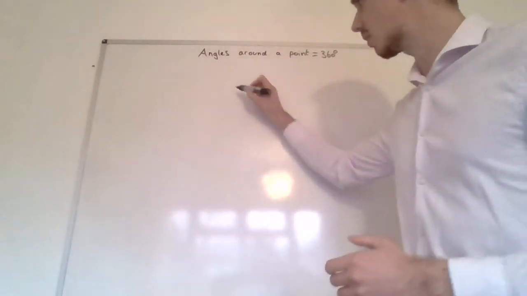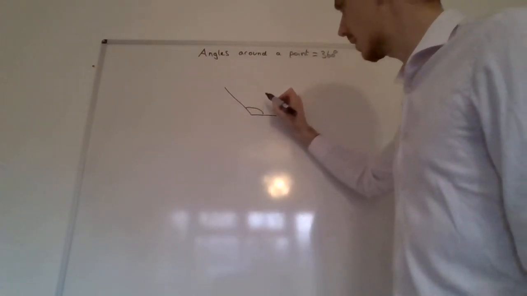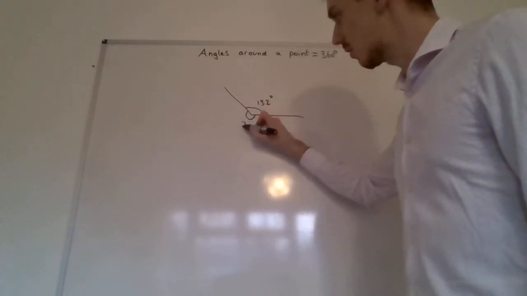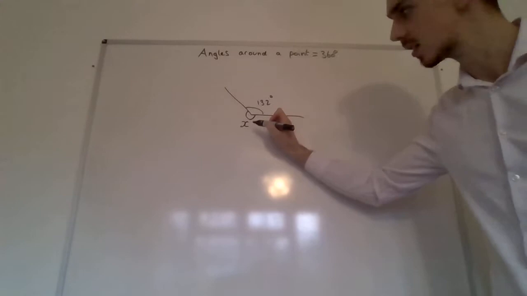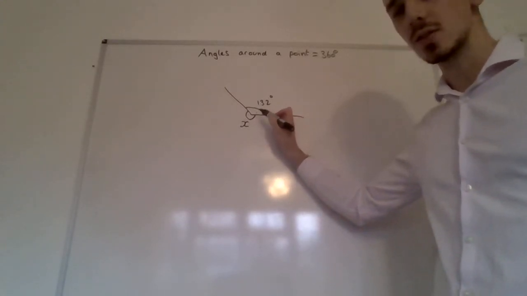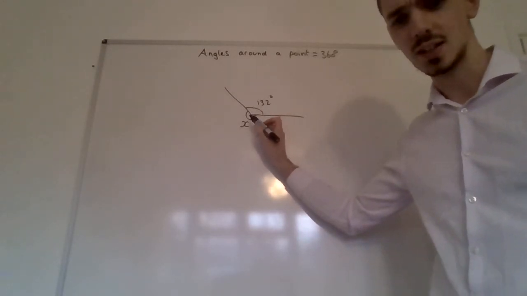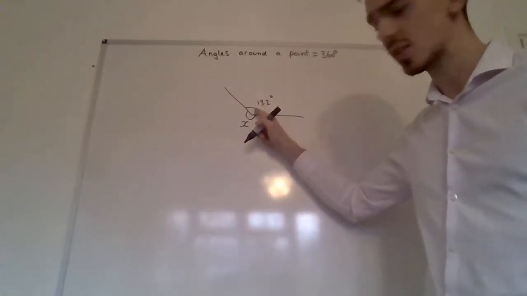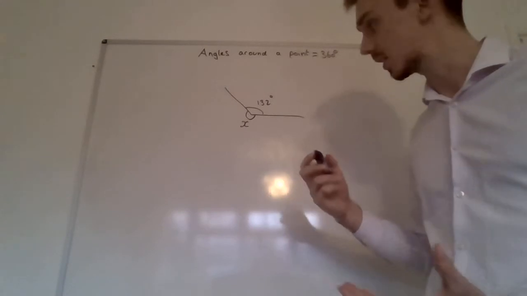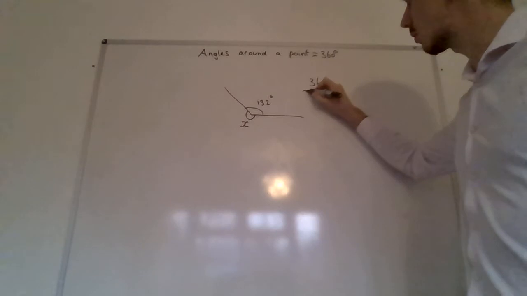So you might have a question that looks a bit like this. We've got this angle here, it can be 132 degrees, and you might have this other angle labelled x, and the question is asking you to find out what x is. Well, this isn't too bad at all if we know that all of these angles added together are going to equal 360 degrees. If we know that this one's 132, we can find this one by doing 360 subtract 132.